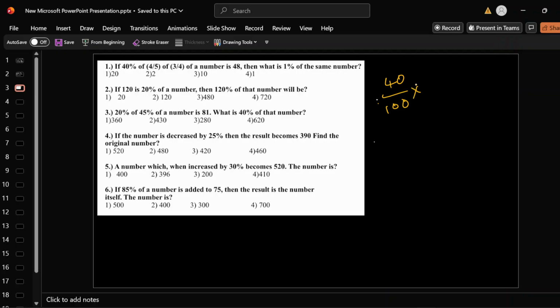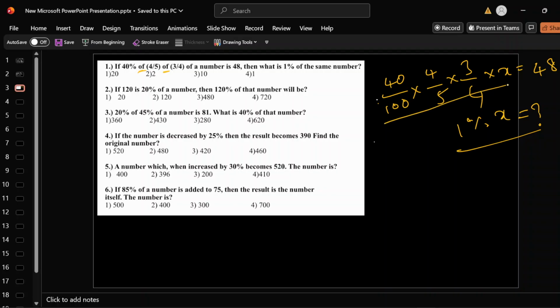"Of" means into, so into 4 by 5, and after this 4 by 5, "of" again means into 3 by 4, of a number. We don't know the number, so let us assume it as x. That is equal to 48. What is 1% of the same number? Here we have assumed the number as x, so 1% of x is what he is asking.